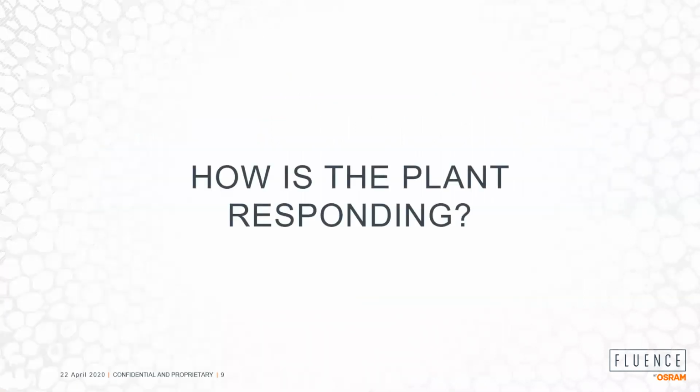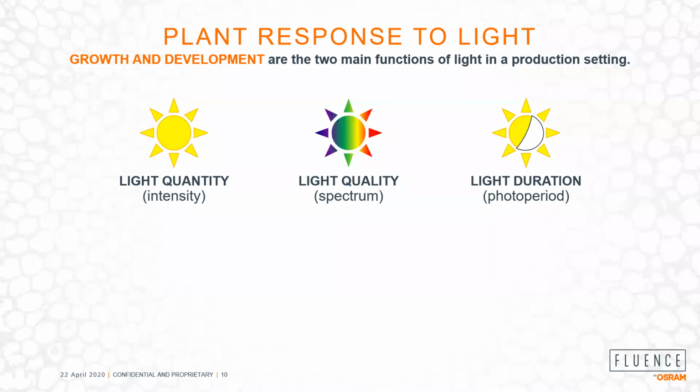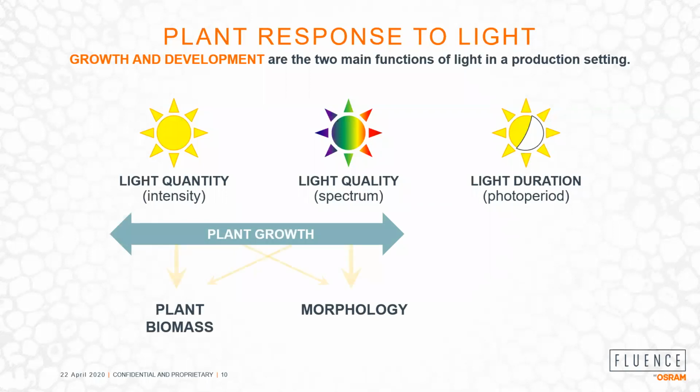So now, how is the plant responding? Plants respond to the light in two main ways. In a production setting, growth and development are the two main functions of light. The first two interactions consist of light quantity, which is the intensity, and light quality, which is the spectrum. These represent the component for plant growth. Light quantity drives plant biomass, so how much actual plant mass is being produced by the light. Light quality, being spectrum, promotes the morphology, so how the plant structure is actually being developed within this phase.